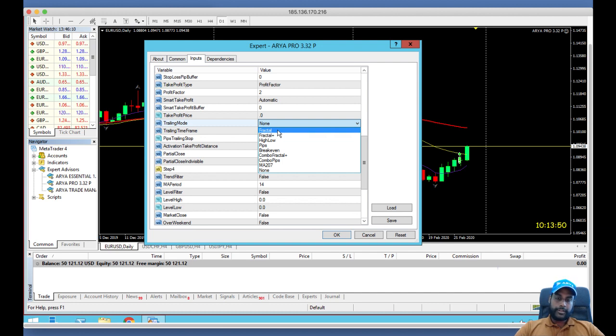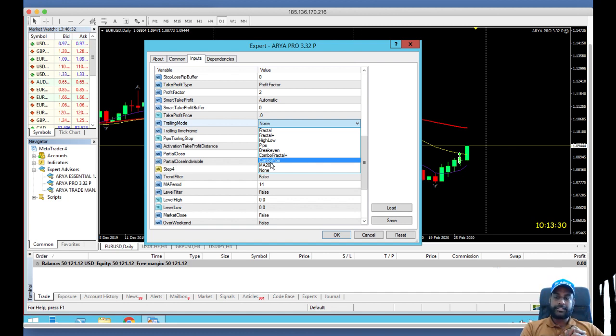You have different types of trading mode: the fractal trading mode, fractal plus, high-low, pips, break-even, combo fractal plus, combo pips, aim A20 and 7, or none. Basically, on my trades, I don't use any trading mode because it's either I get stopped or I take my profit, but I don't have in-betweens. This is my trading strategy.